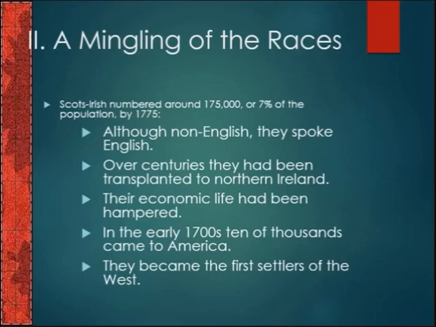At the turn of the 18th century, tens of thousands of Scots-Irish attempted to escape their misery and came to the British colonies with the hopes of establishing independent farms. Finding that almost all of the land in eastern Pennsylvania had been settled, this ethnic group became the first Europeans to settle en masse west of the Appalachian Mountains.